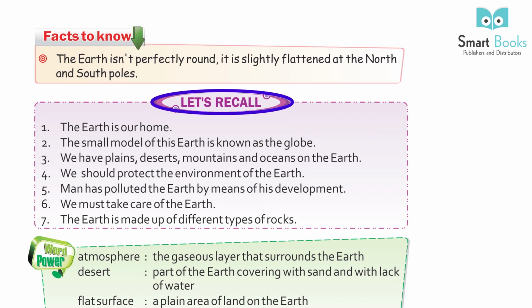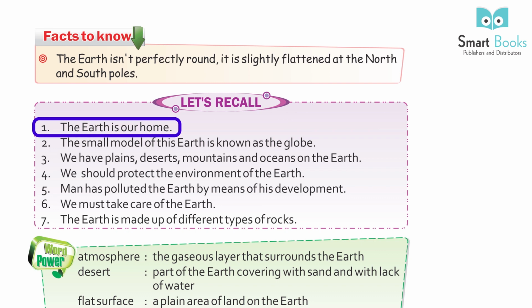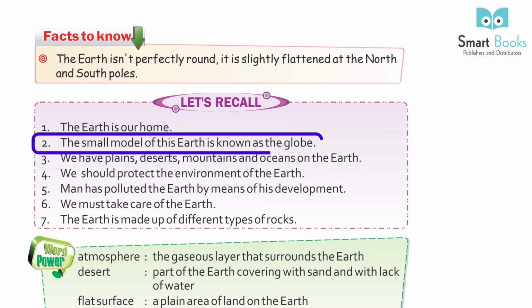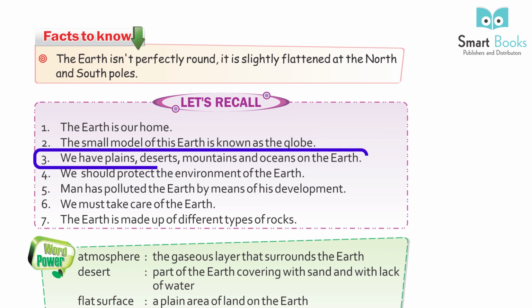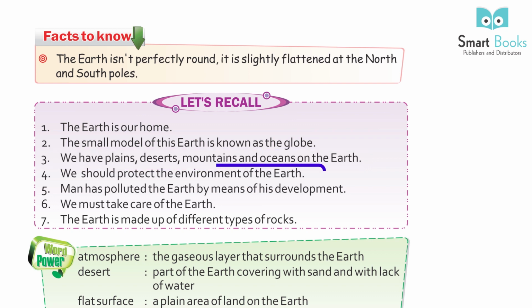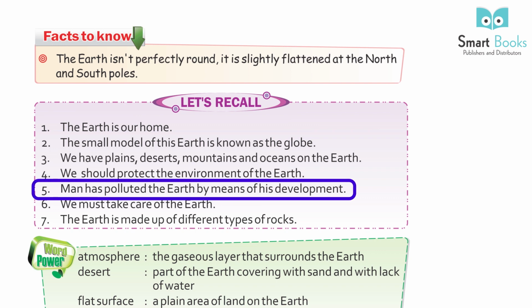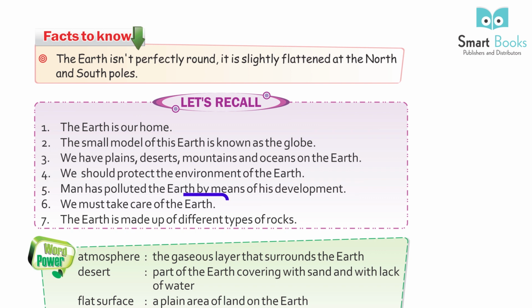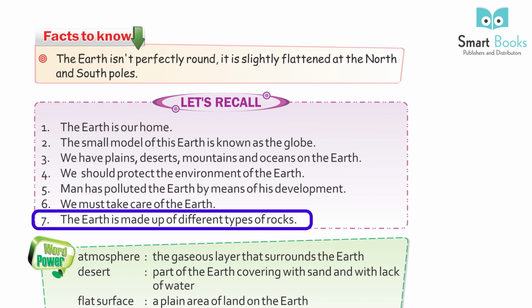Let's recall. 1. The Earth is our home. 2. The small model of this Earth is known as the globe. 3. We have plains, deserts, mountains and oceans on the Earth. 4. We should protect the environment of the Earth. 5. Man has polluted the Earth by means of his development. 6. We must take care of the Earth. 7. The Earth is made up of different types of rocks.